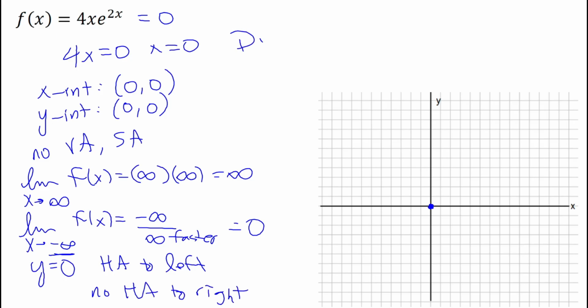We do know our domain here. Our domain should be all real numbers, because we can plug anything into this function, so there's no restrictions on the domain. And we will worry about our range, again, like we have with the last few, at the end.